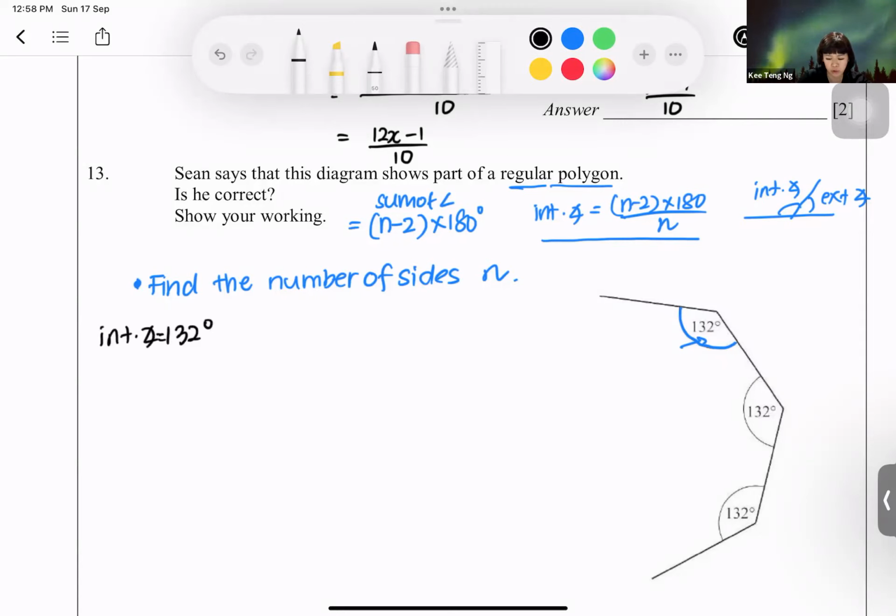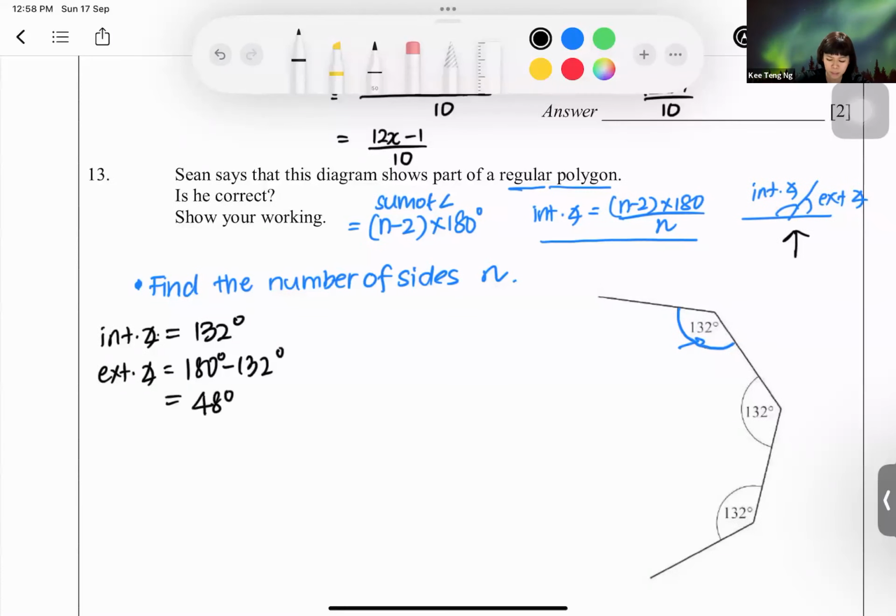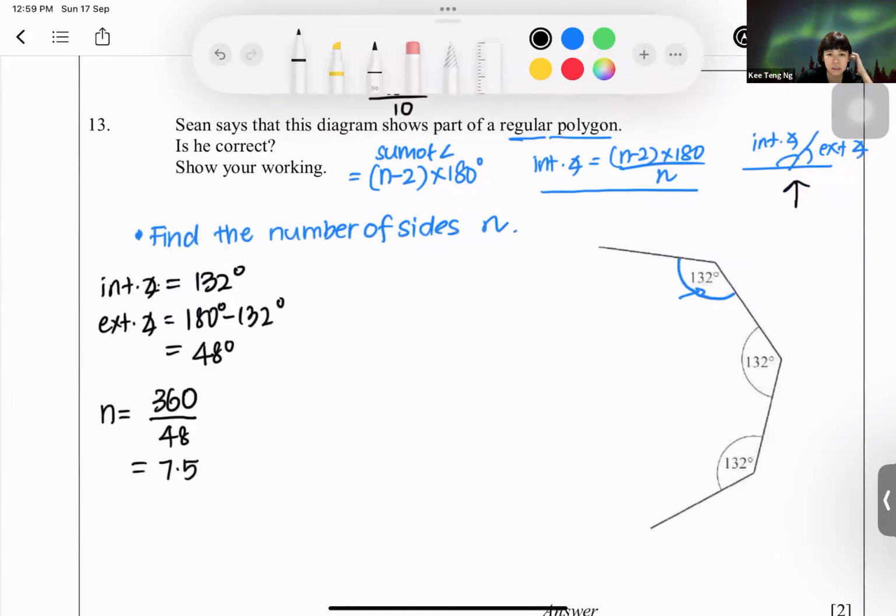So what do we need to do? We need to find the exterior angle. Remember, interior angle plus exterior angle is equal to 180 degrees right here, right? So we take 180 minus 132. That gives me 48 degrees. All right. Then after we have 48 degrees already, we want to find the number of sides, and the total exterior angle adds up to 360 degrees. We take 360 divided by 48. 360 divided by 48. We got our answer 7.5. So n is the number of sides.